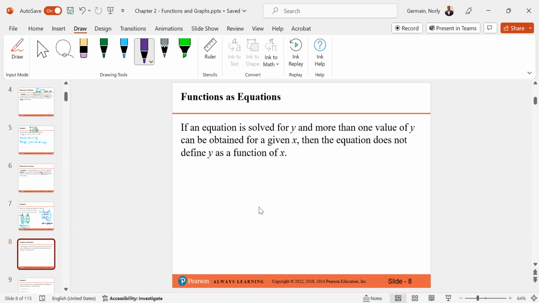Functions are usually given in terms of equations or a set of ordered pairs, all right? For example, usually we have functions like f of x is y. So I can either say y or I can say f of x. So if we have 2x plus 5, right, that's a function, right?